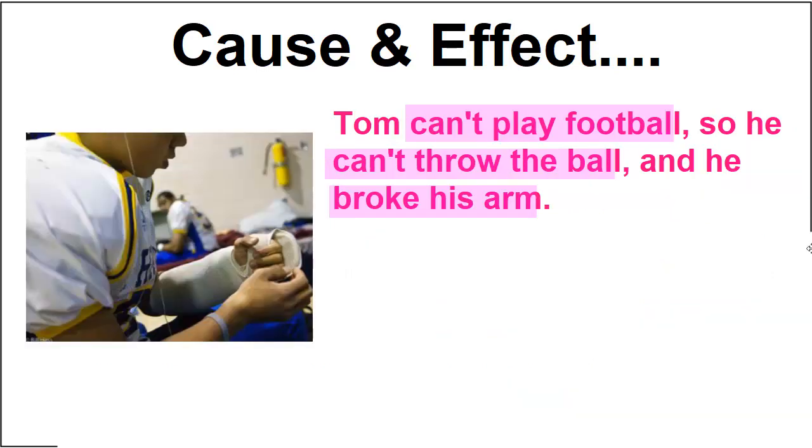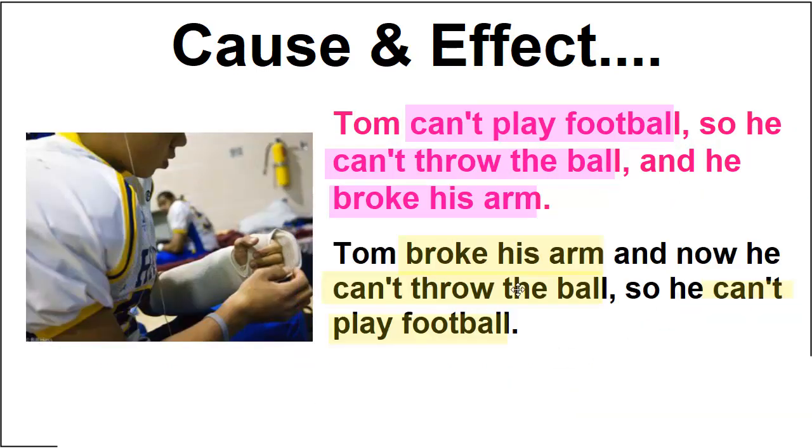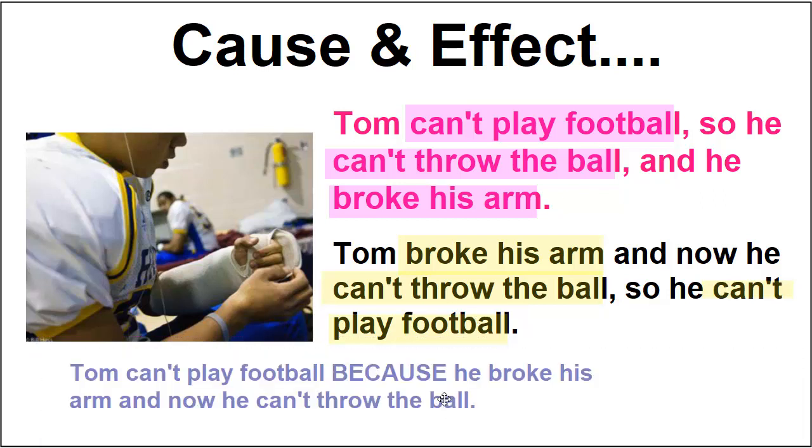Let's go back to Tom. A better way to say this would have been, Tom broke his arm. Now he can't throw the ball, so he can't play football. This explains what's happened. Or you could do it the same way with a because sentence: Tom can't play football because he broke his arm and now he can't throw the ball. So these 2 are good ways to write reasoning. It has to have a flow to it. You just can't randomly throw a bunch of words together.